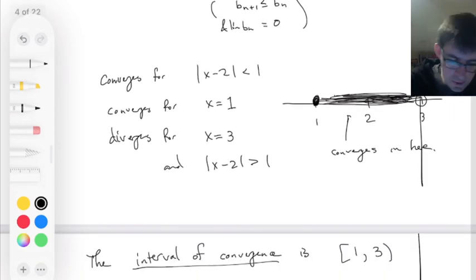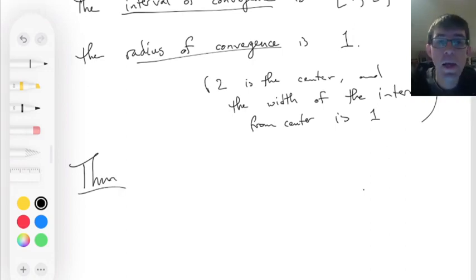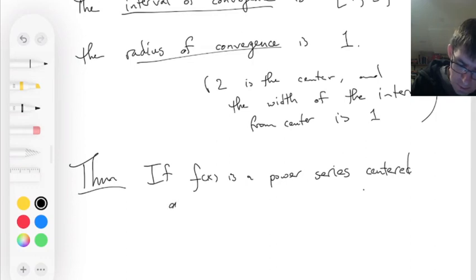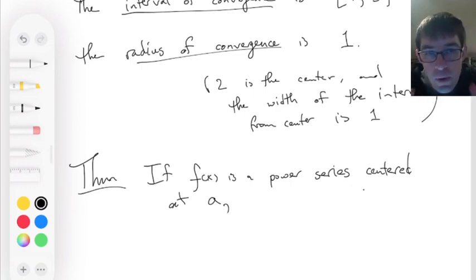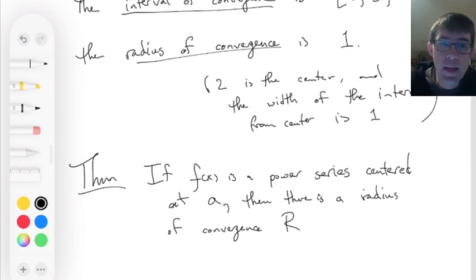This is a theorem. I'm not going to try to describe why this theorem is true, but this is an important theorem about power series, and it basically says that there is always, no matter what the series is, the convergence happens in an interval called the interval of convergence, and there is a radius of convergence. So here's what the theorem says. It says if f of x is a power series centered at some number a, then the convergence always occurs in some interval around a, in terms of some radius of convergence. So I'm going to say then there is a radius of convergence, which we will usually write as a capital R.